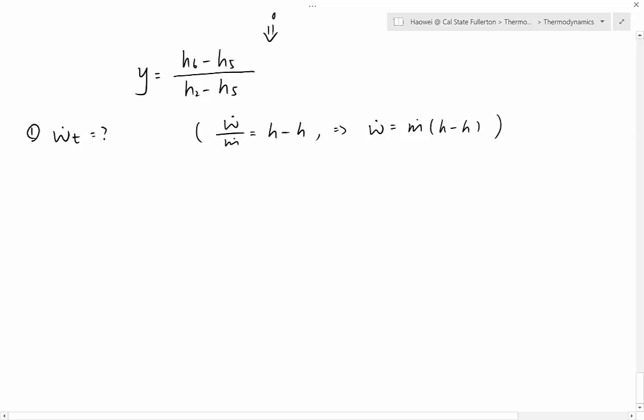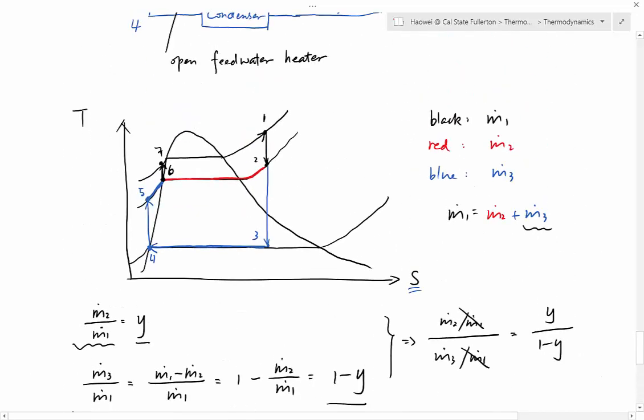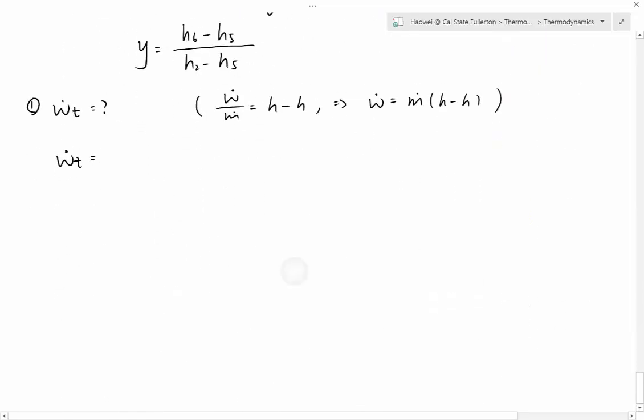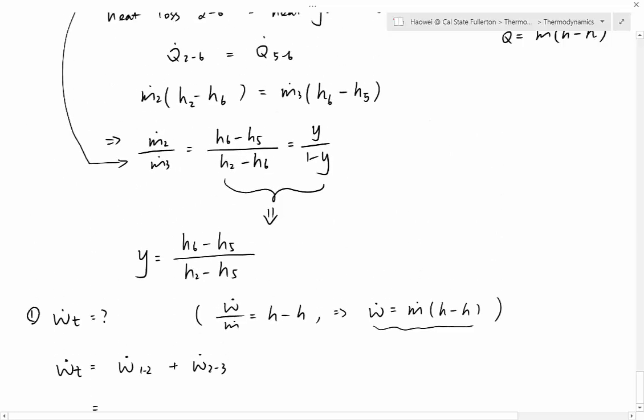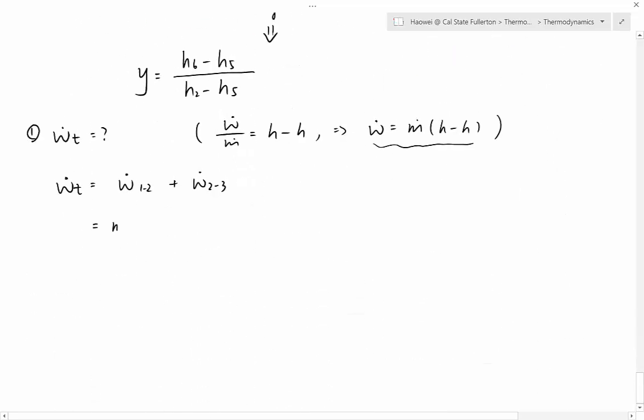Okay, so now let's use this format to look for W dot T, work generated by the turbine. So actually we have two steps for the turbine. The first one is 1 to 2. The second step is 2 to 3. So now let's apply this format. What is the mass flow rate for process 1 to 2? 1 to 2 is black, so the mass flow rate is m dot 1, multiplied by the difference of the two enthalpies.